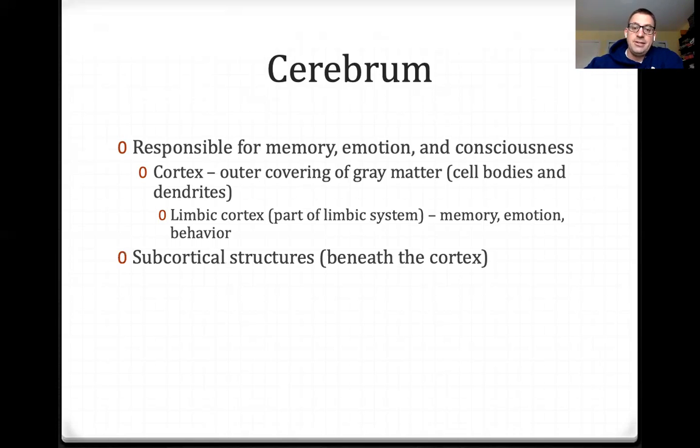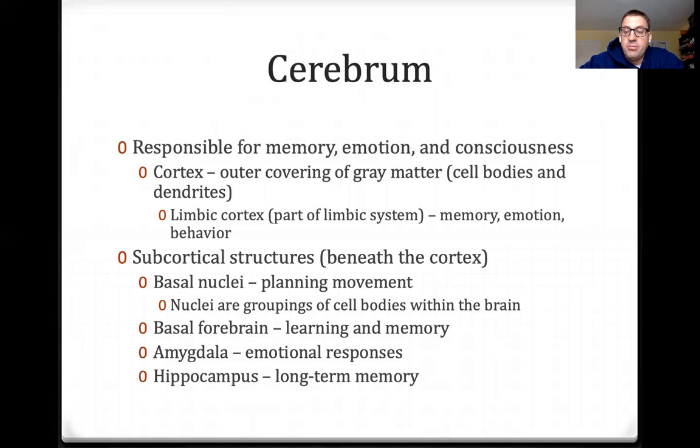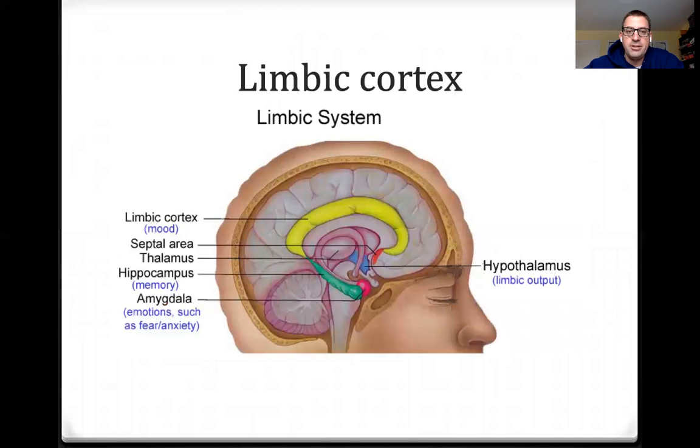There are structures beneath the cerebral cortex or deep to the cerebral cortex that we call subcortical structures. There are basal nuclei that help plan movement. If you remember, nuclei are groupings of cell bodies within the central nervous system, okay? There's the basal forebrain that is deep to the cerebral cortex where some learning and memory occurs. There's the amygdala, which is responsible for emotional responses, and then the hippocampus, which is responsible for long-term memory. If you want to spend more time learning about all these things and how they are involved in all these different activities, I'd really recommend that you take psych. We just don't have time to go into all of that in this class with all of the anatomy and physiology we have to cover.